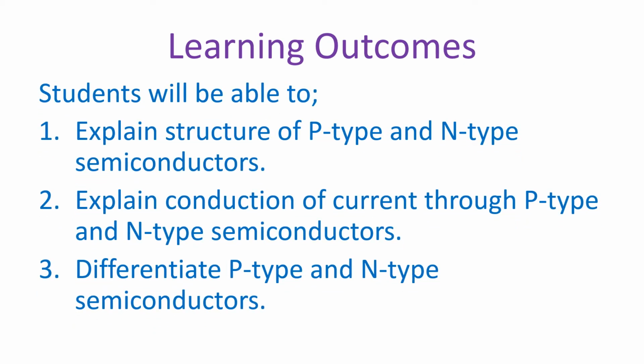Learning outcomes. Students will be able to explain the structure of p-type and n-type semiconductor. Students will be able to explain conduction of current through p-type and n-type semiconductor. Students will be able to differentiate p-type and n-type semiconductor.